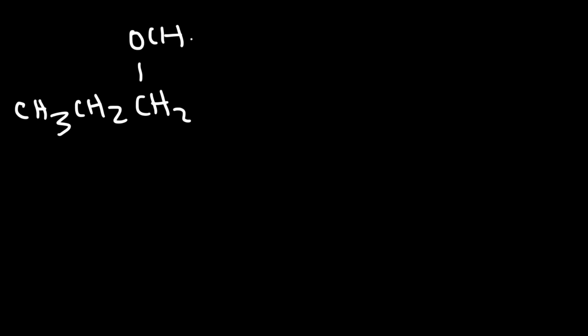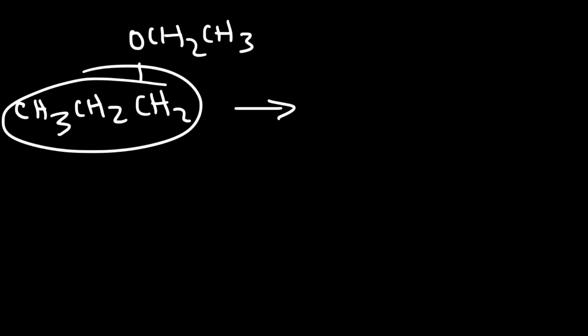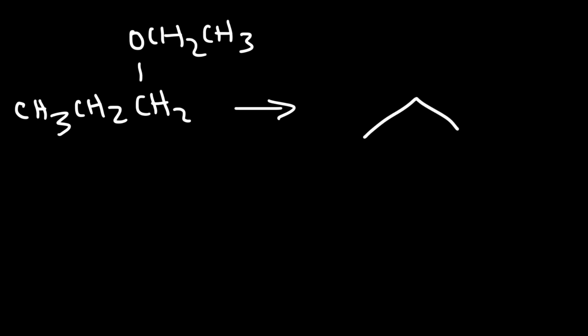Now I'm going to redraw the structure like this. So the longest chain is 3 carbons, and I'm going to put the substituent, the OCH2CH3 group, on top. Now, if you want to, you can convert this to a line structure. These 3 carbons can be represented like this. And so every endpoint that you see here represents a carbon atom. So at the last one on the right, we can write the OCH2CH3 group.